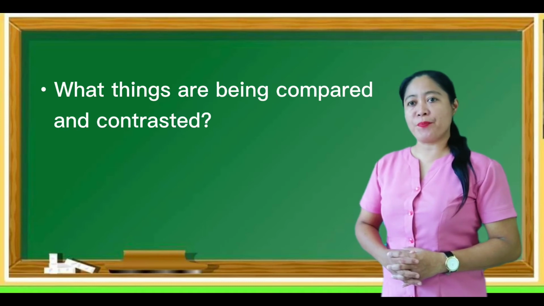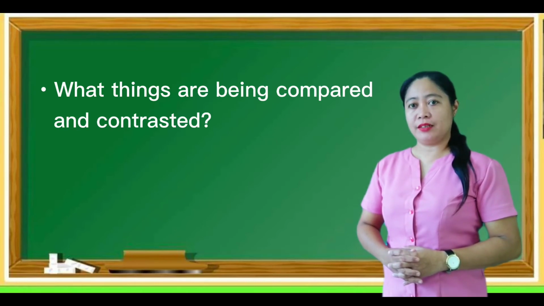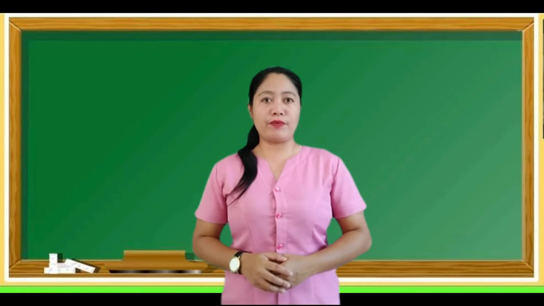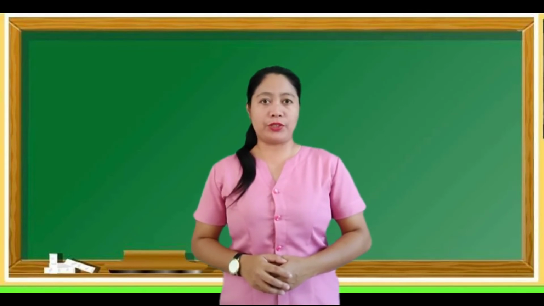A text with this type of structure usually answers the following questions. What things are being compared and contrasted? In what ways are they alike? And in what ways are they different? Here are some signal words or phrases used to organize this type of text structure.